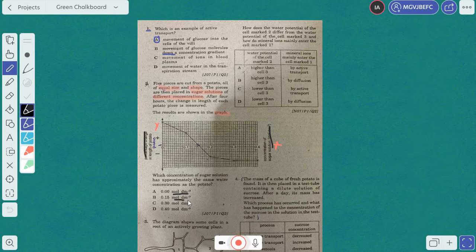So this implies that your answer is somewhere on the x-axis, because moles per dm cube is shown by the x-axis, so it should be this intersection here, which is 0.15 by the way, so it's B.